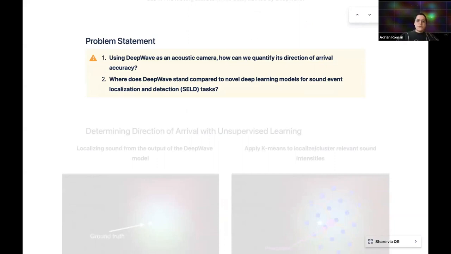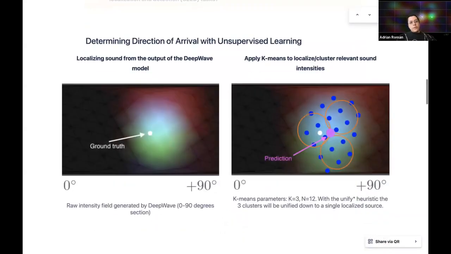So the problem statement is the following. Using DeepWave as an acoustic camera, how can we quantify its direction of arrival accuracy? And where does DeepWave stand compared to novel deep learning models for sound event localization and detection? Well, to determine the direction of arrival, we use unsupervised learning. As I mentioned, DeepWave, on the left, all it gives you is just an intensity in the spherical map. And we know a ground truth. This comes from our data set.